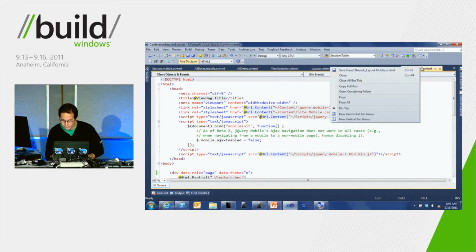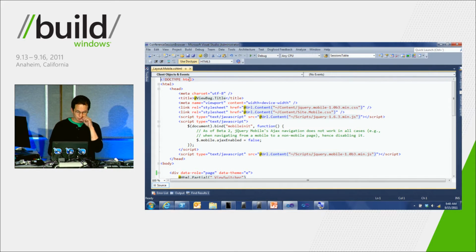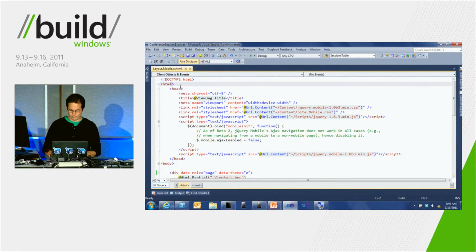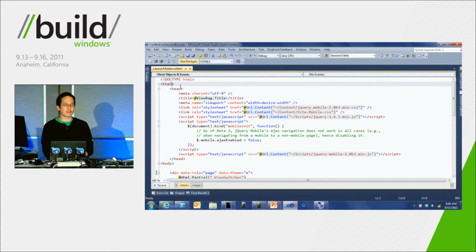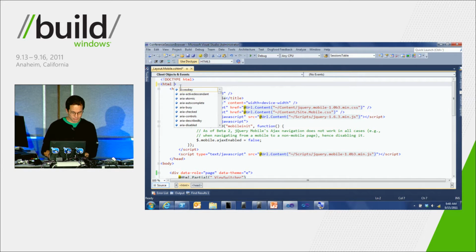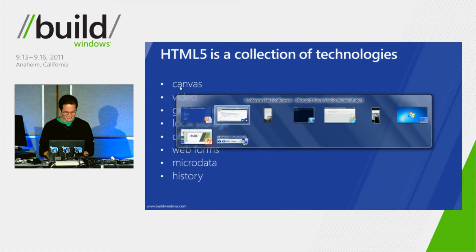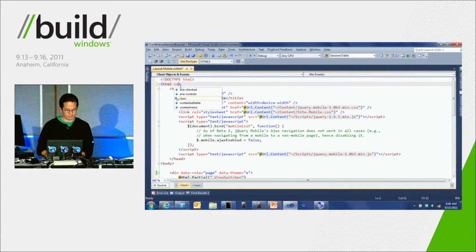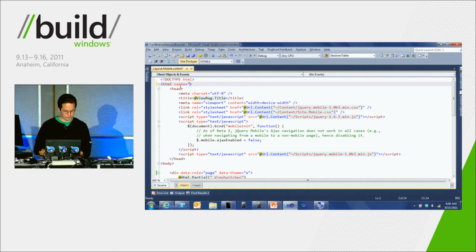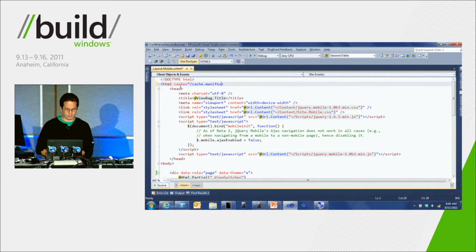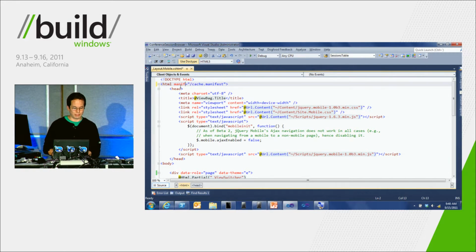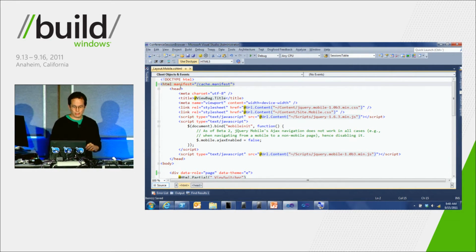Let me just close everything. So the first thing I need to do here is use something called a cache manifest. Interesting thing, I have demo notes, but I accidentally threw them out, so I have to do this all from memory. Cache equals /, actually, I think it's manifest equals that.